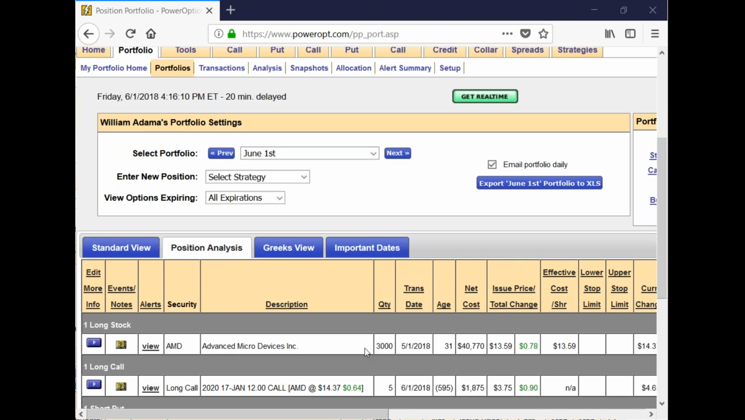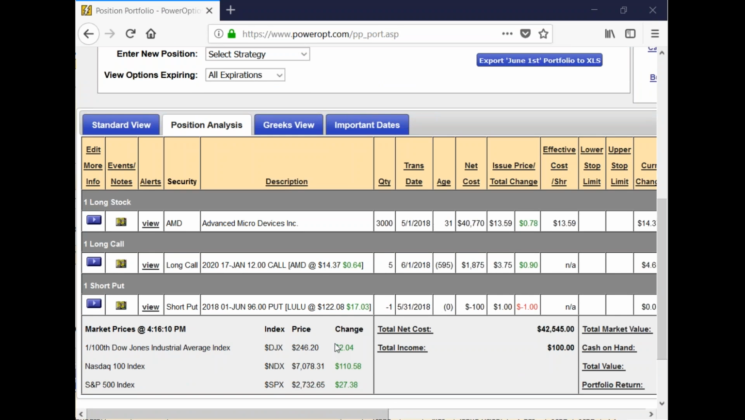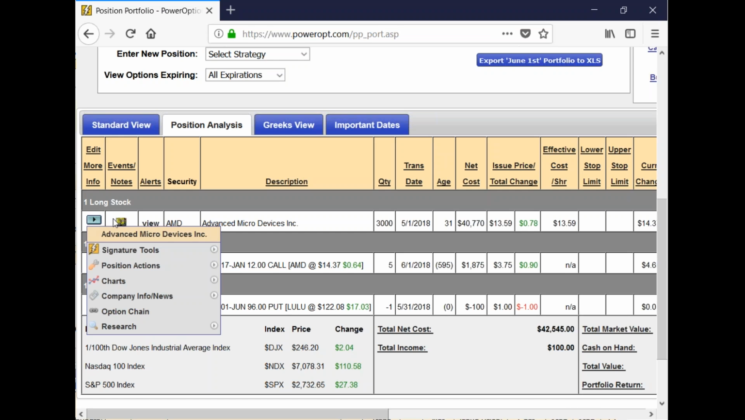Okay. So the first thing I'm going to do when I'm tracking any position, and remember, we're talking about the expectations here where we feel the stock could hit 15. It's at 14.30 right now. The concern is if it pulls back. Well, there's 2 things I'm going to do right away. The first thing is when I'm tracking any position in the portfolio, I'm going to go to Position Actions and then Position Analysis, even if it's just a long stock.